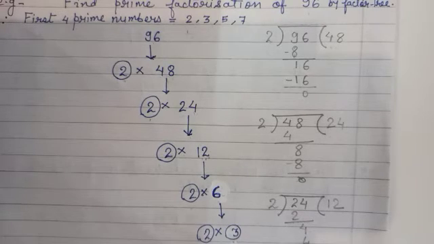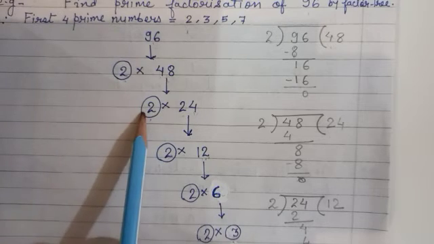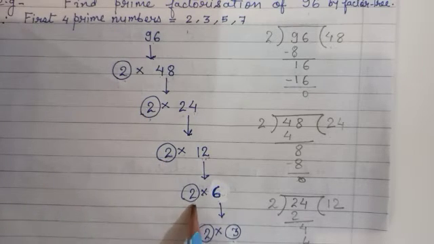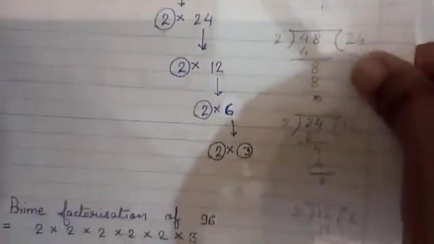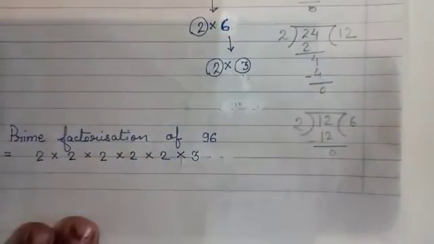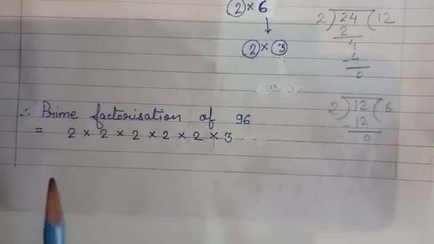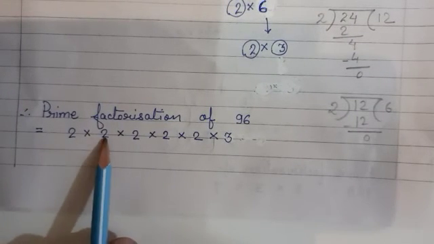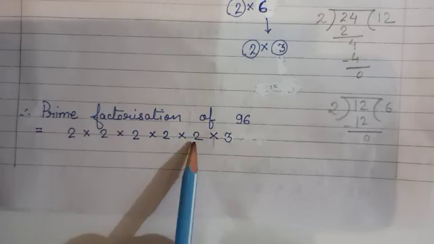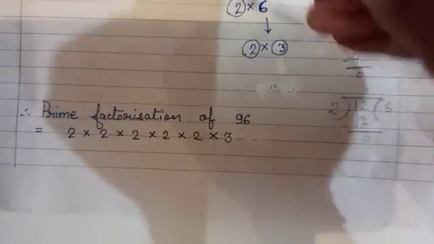What is the prime factorization? The product of all these prime numbers. We have to encircle these prime numbers and write their product. So 2 into 2 into 2 into 2 into 2 into 3 is the prime factorization of 96. So we have to represent the prime factorization of 96 in this way. Prime factorization of 96 is equal to 2 into 2 into 2 into 2 into 2 into 3, that is, 5 times 2 and one 3.